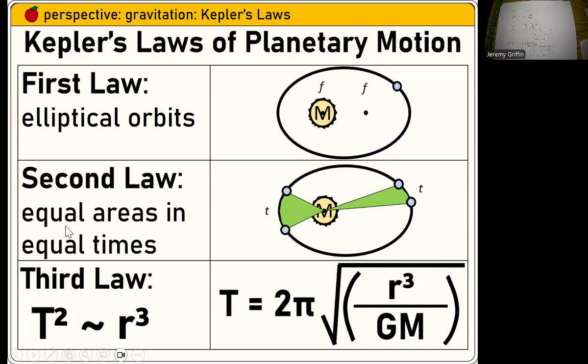They're the same. Equal areas and equal time intervals. Yeah. So that's the second law of planetary motion. Equal areas in equal time intervals, right? Many years after that, he came up with this third law of planetary motion.